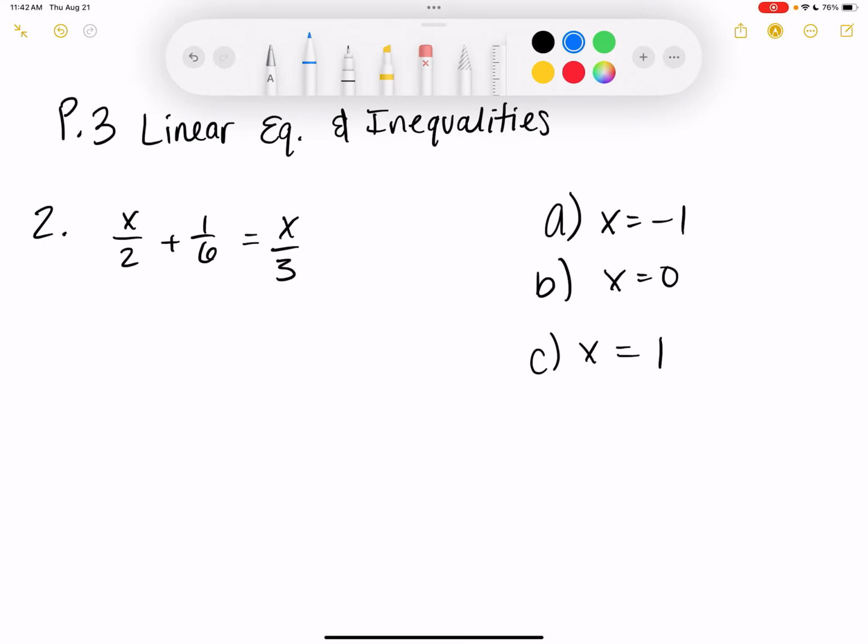But basically, I have a bunch of fractions here, and I don't really want to have to get a common denominator, so I'm going to eliminate all my fractions by multiplying the entire thing by 6. So then 2 and 6 reduce, so that would give me 3x plus 1/6 times 6 would just be 1, equals 3 and 6 reduce, that gives me 2x.